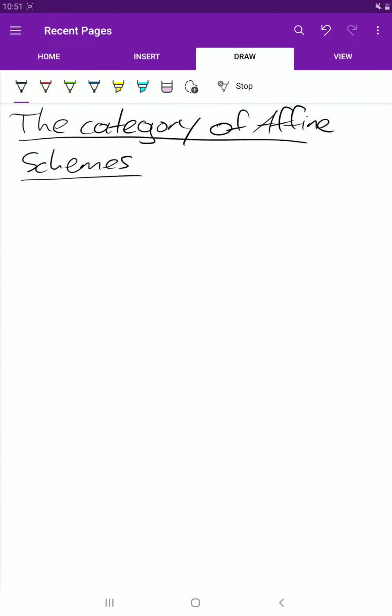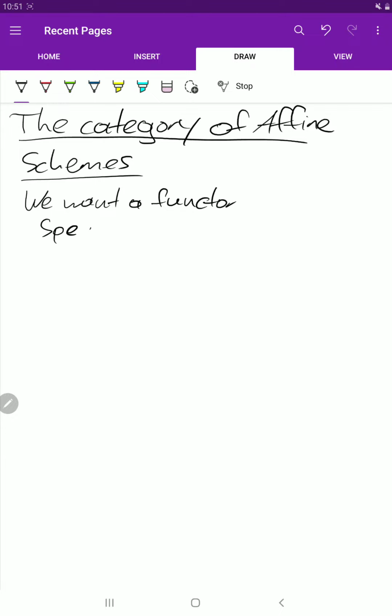Hello, today we're going to have a look at the category of affine schemes and we'll see how it's related to the category of rings. And in fact, we'll see that it's equivalent to this category. We start with defining a functor from the category of rings.